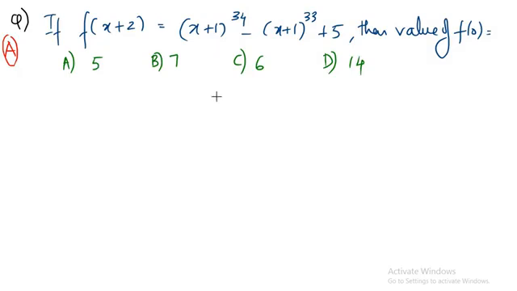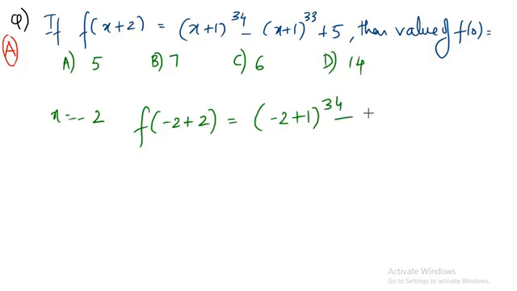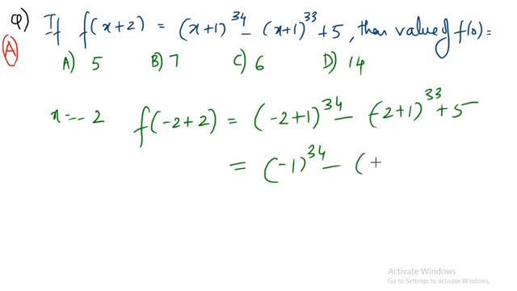So here, to find f of 0, what you can do is substitute x equal to minus 2. What are you going to get? f of minus 2 plus 2 is going to be (minus 2 plus 1) power 34 minus (minus 2 plus 1) power 33 plus 5. So that is nothing but (minus 1) power 34 minus of (minus 1) power 33 plus 5.